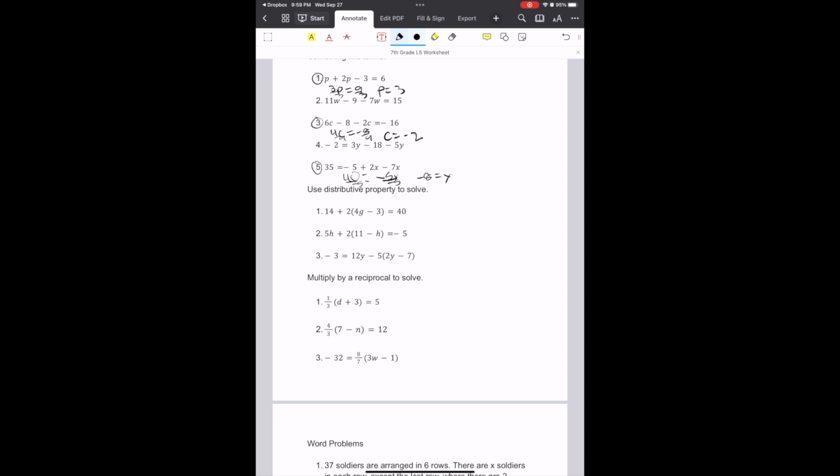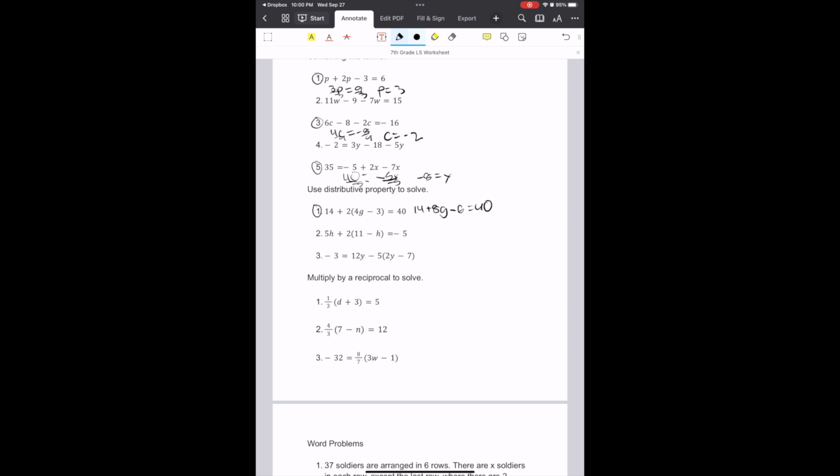So we're on to using the distributive property to solve. So let's do number 1. If you guys remember, the distributive property is just when you distribute by multiplying this. So does that make sense? We're going to do 14 plus 2 times 4g is equal to 8g. And then 2 times negative 3 is equal to negative 6, is equal to 40.